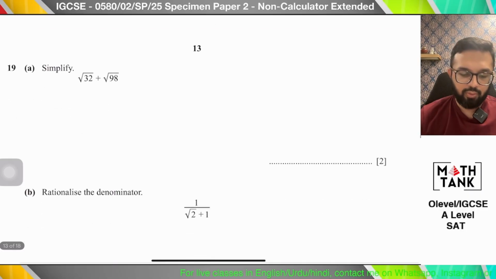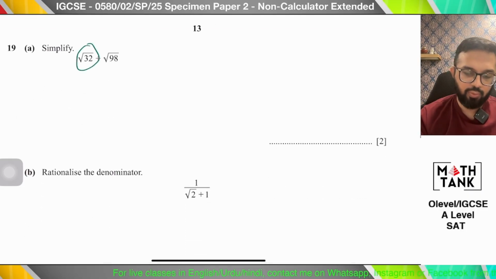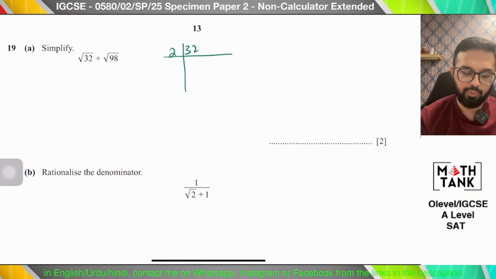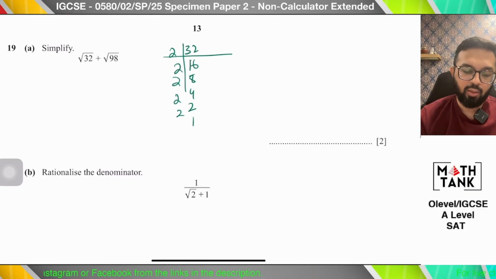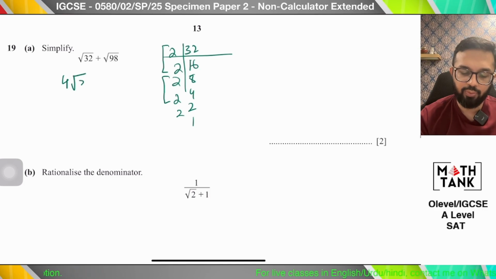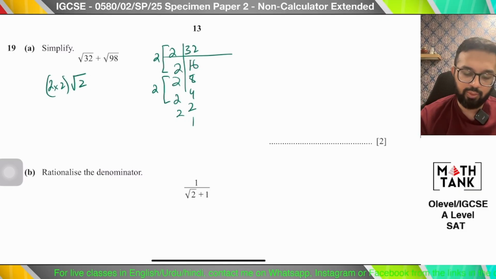Moving on, root of 32, I don't know what root of 32 is. I'll have to break this up. 2 times 16, 2 times 8, 2 times 4, 2 times 2, 2 times 1. Okay, so square roots, so 2 2's come outside, so it basically becomes 4 root 2. 2 from here and 2 from here. So 2 into 2 is outside and a 2 is left inside, that's here.